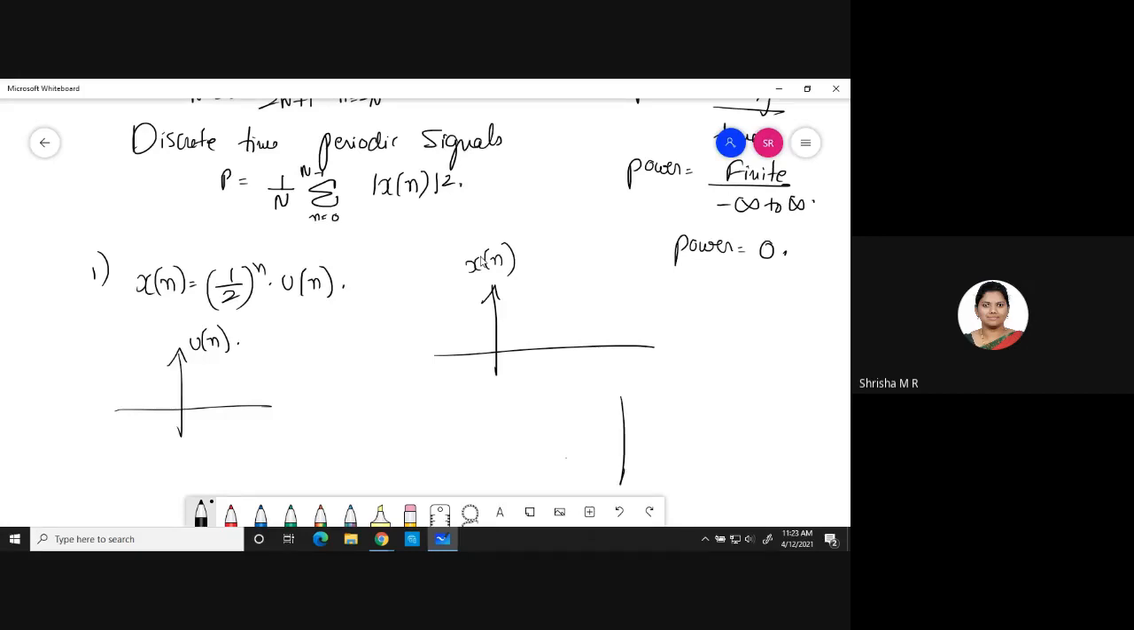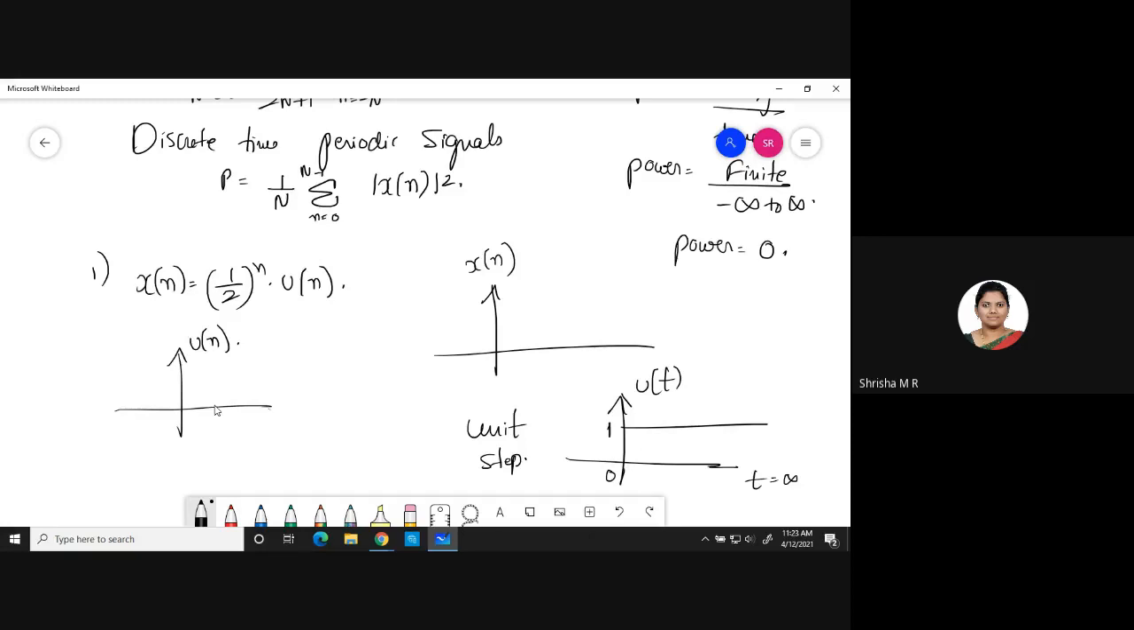U of t, you have come across u of t. What is u of t? It's unit step. It will exist from t is equal to 0 to infinity with an amplitude 1, right? Unit step. This is the unit step signal in the form of continuous time. This is a continuous time signal. This is a discrete time unit step signal.